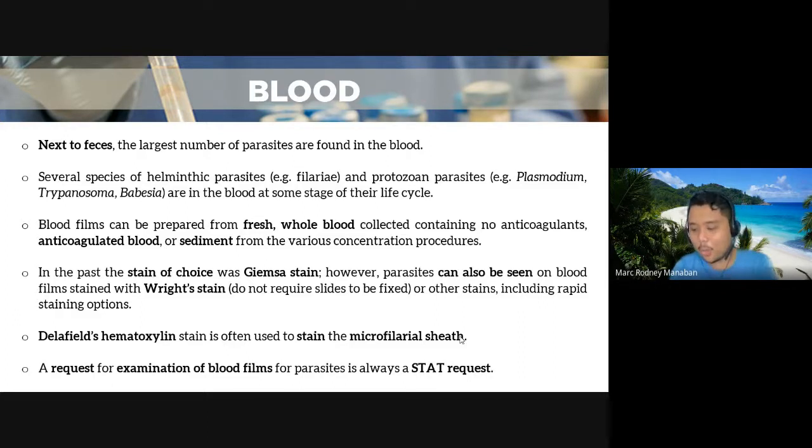Okay, so a question, a recall. Stat, okay. Stat means, answer with a letter: Letter A, immediately; B, as soon as possible; C, after 30 minutes; and D, none of the above. So what is the answer in the section?